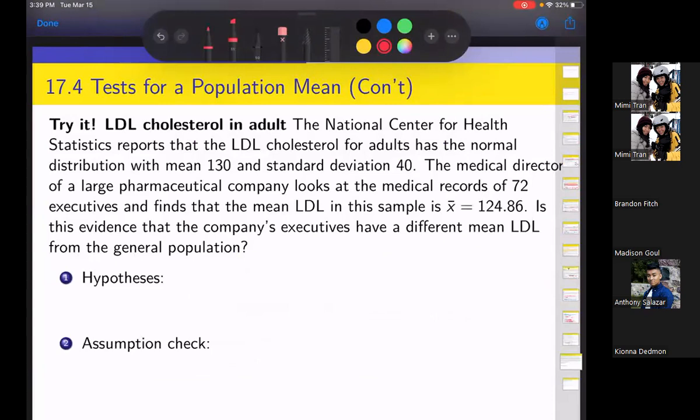LDL cholesterol in adults. The National Center for Health Statistics reports that the LDL cholesterol for adults has a normal distribution with a mean of 130 and a standard deviation of 40. So that's kind of nice. I'm going to highlight some stuff here. What is my mu naught? Yeah, 130. Nobody said 124, that's X bar, right? So 130 is my mu naught. And this is my sigma.